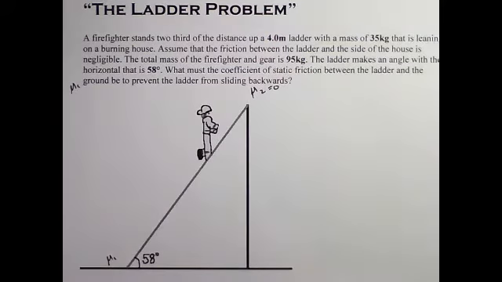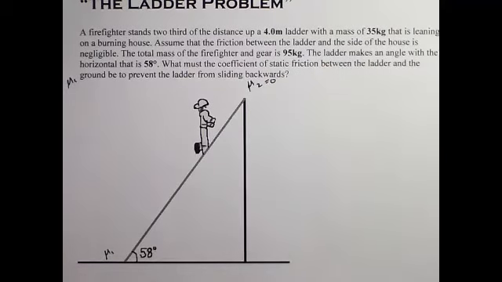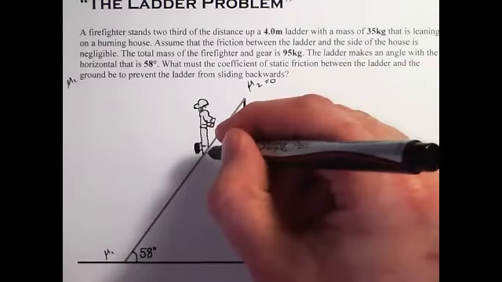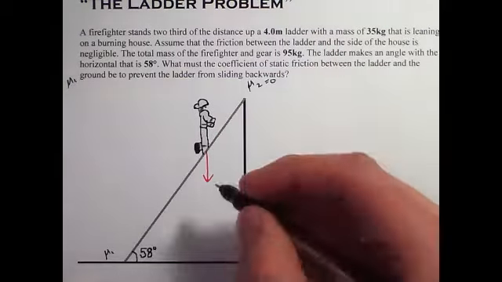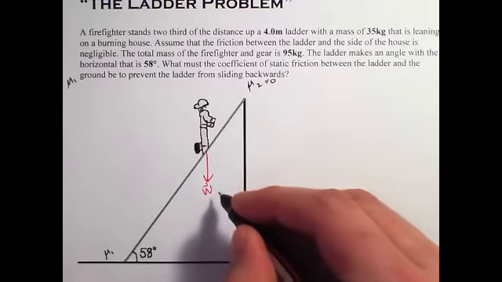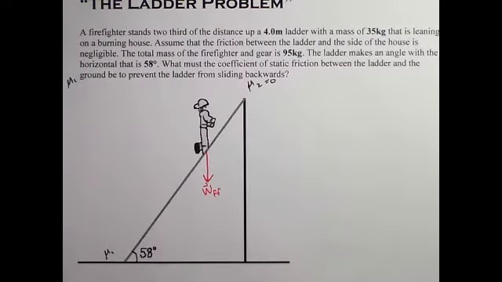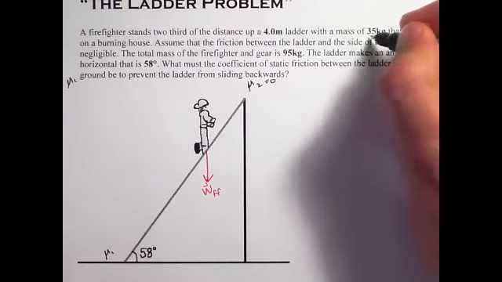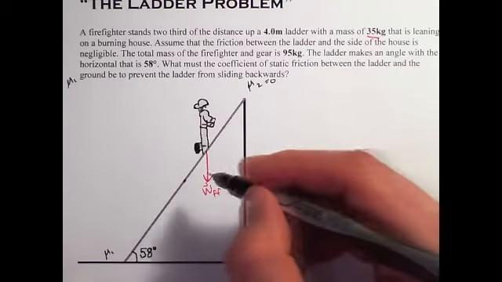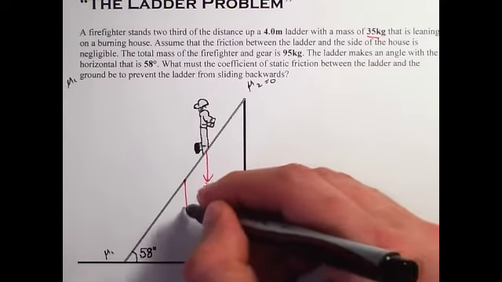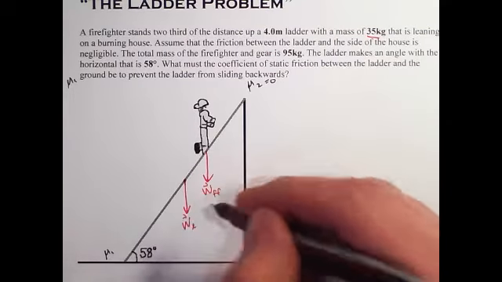So we have a couple things to do. First of all, we're going to have to put the forces on it. We'll put the obvious ones on first. So first of all, we have obviously the weight of the firefighter, which I'm going to signify by WFF, or weight of firefighter. The ladder has a mass, which is 35 kilograms. So somewhere in the midpoint here, at 1/2 the length, we have the weight of the ladder.